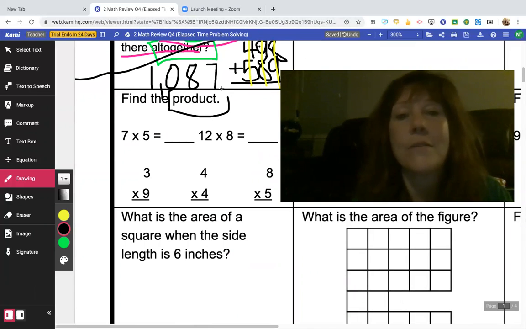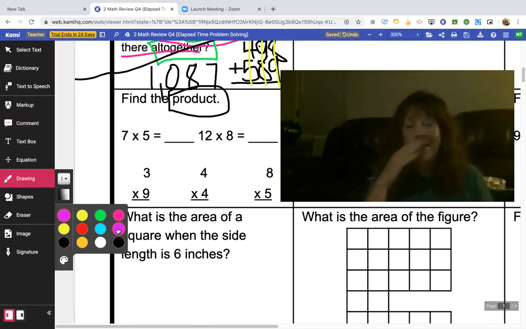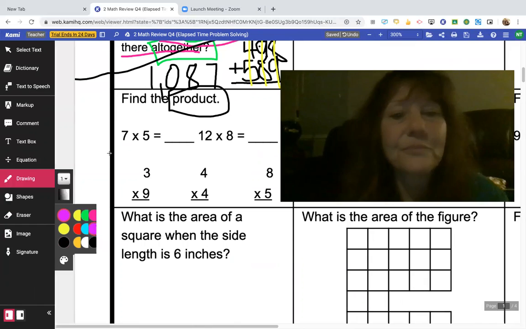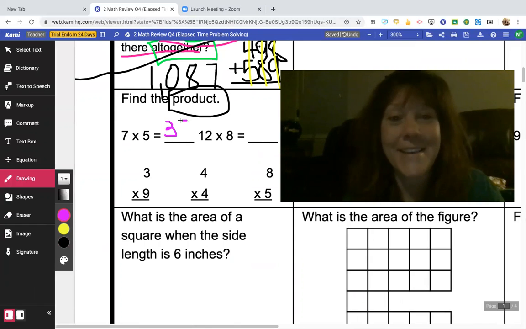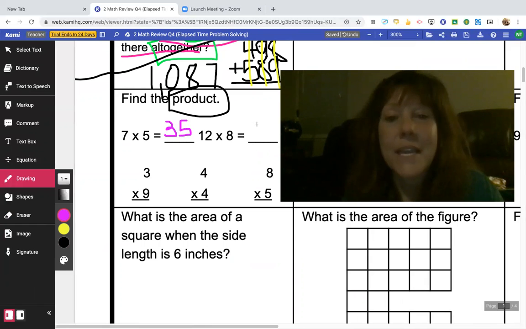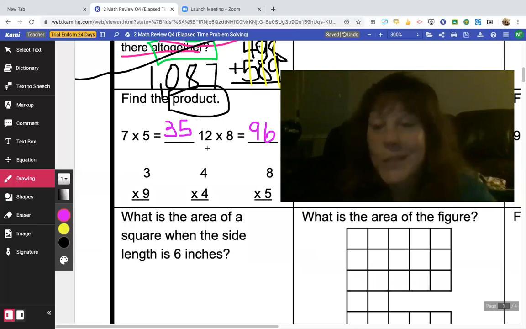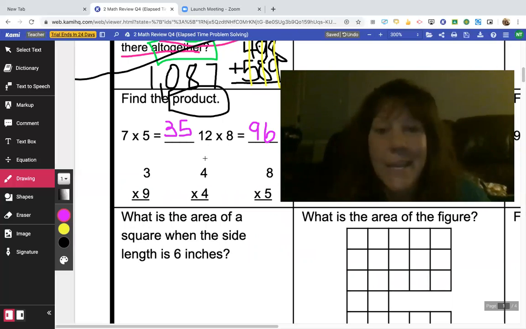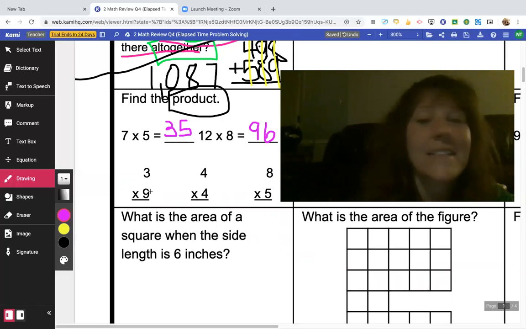Product, we know, because we've talked about it so much, that the product is multiplication. 7 times 5 is 35, right? 12 times 8 is 96. If I wanted to split that, I could do 10 times 8 plus 2 times 8. 10 times 8 is 80. 2 times 8 is 16. And 80 plus 16 is 96.